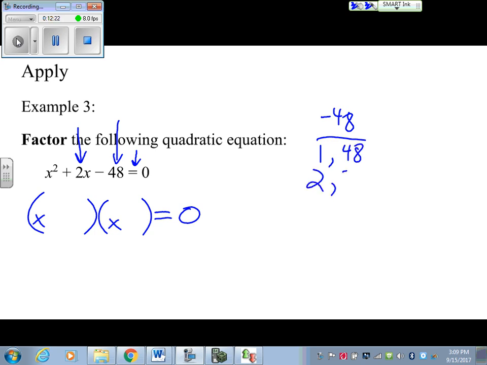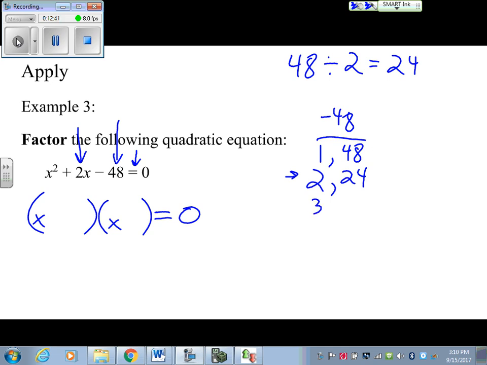2 goes into 48 24 times. Again, if you're unsure about these when we get to these larger numbers, you can always just type into a calculator 48 divided by, and then whatever the number is that you're checking. So if I'm checking a 2, we divide by 2, and the calculator will spit out 24. If it spits back a number that's not a whole number, then we don't have a factor, and you can move on to the next digit.